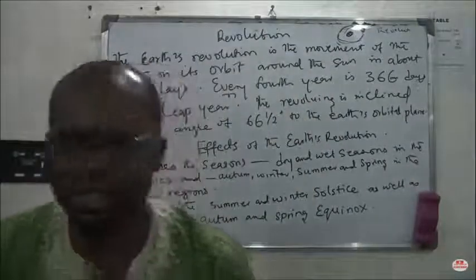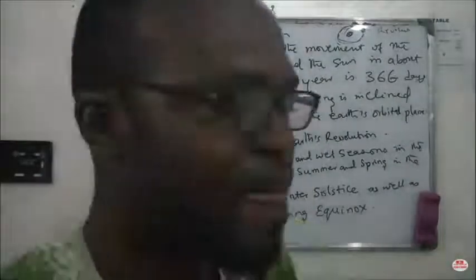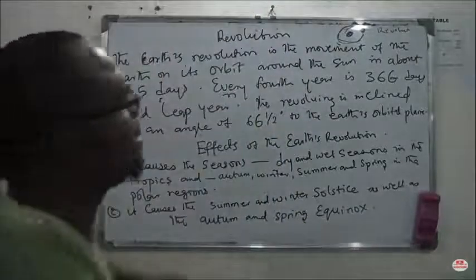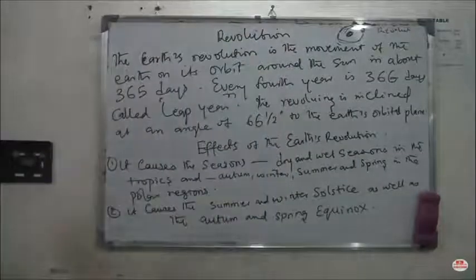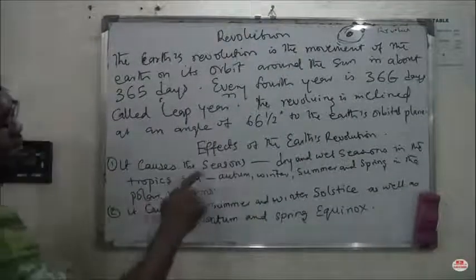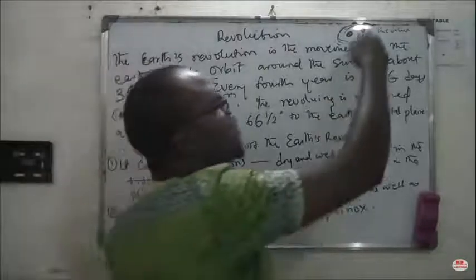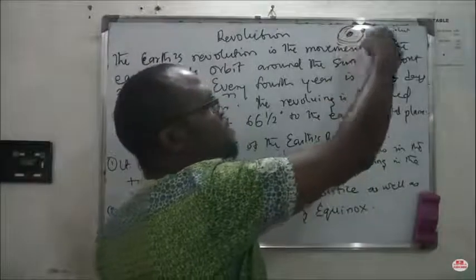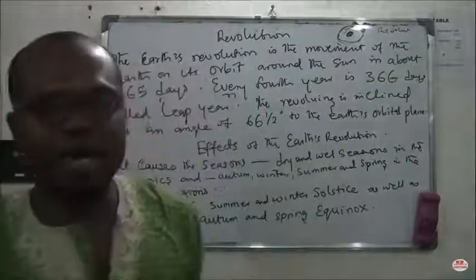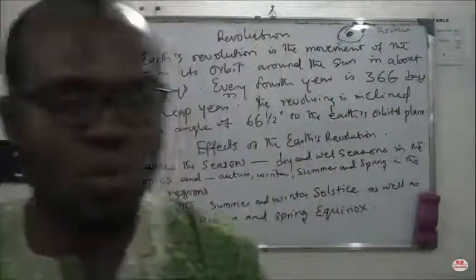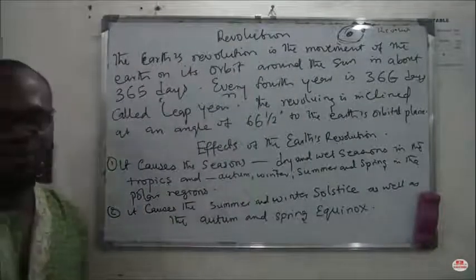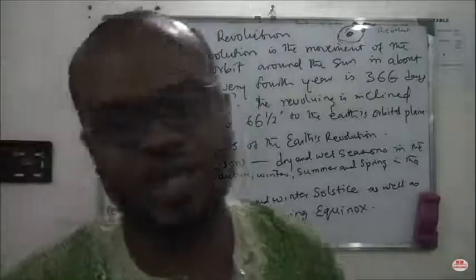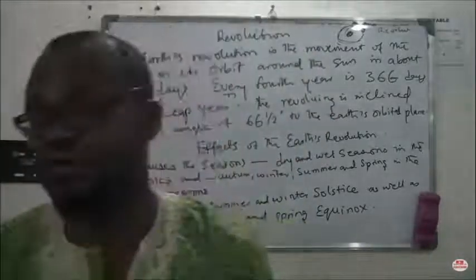So what are the effects of the earth revolution? What kind of things happen due to the fact that the earth is moving around the sun? The revolution of the earth causes the seasons. It is because the earth is moving around the sun. That's why you have wet and dry season. In Africa, that's what we have. Those are the seasons we have in Africa. It's either wet or dry season.